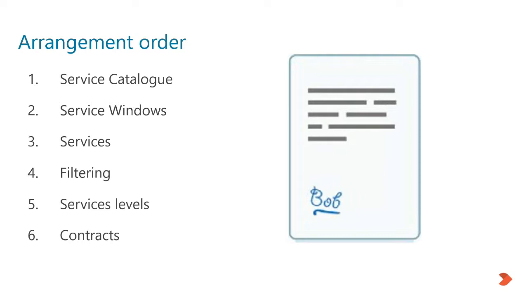So I'm going to start with looking at the service catalog, what we should be including in the service catalog. Then to look at our service window, when will we be providing the services? To then have a little look more in depth at the services themselves. What is it that we provide? What should we be telling the customer of that service? How we may filter that service? How we can apply different service levels, and then how we tie this all together at the end to build our contract with the customer.